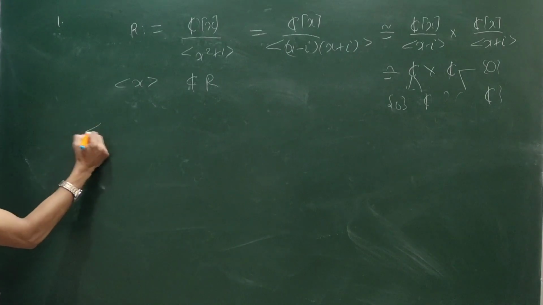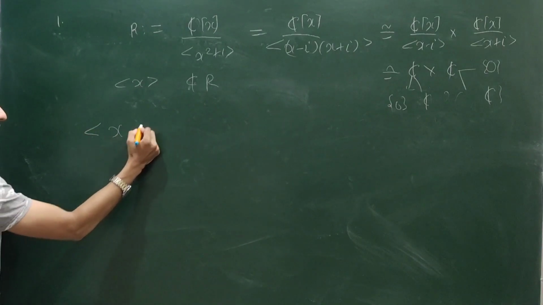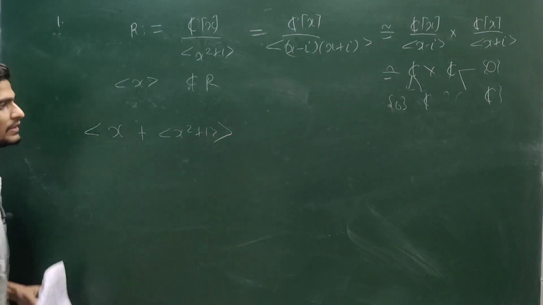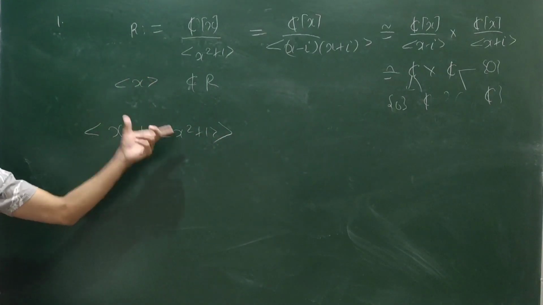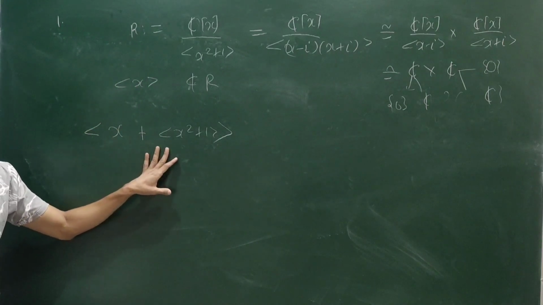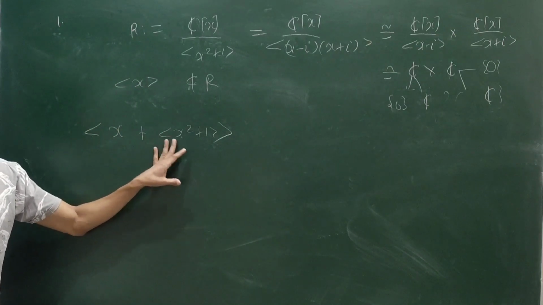They should have mentioned it in this format: the ideal generated by X plus the ideal generated by X squared plus 1. This whole thing is a member of R. You can generate this as an ideal. So they should have mentioned this. If they mention this, it will become a maximal ideal.